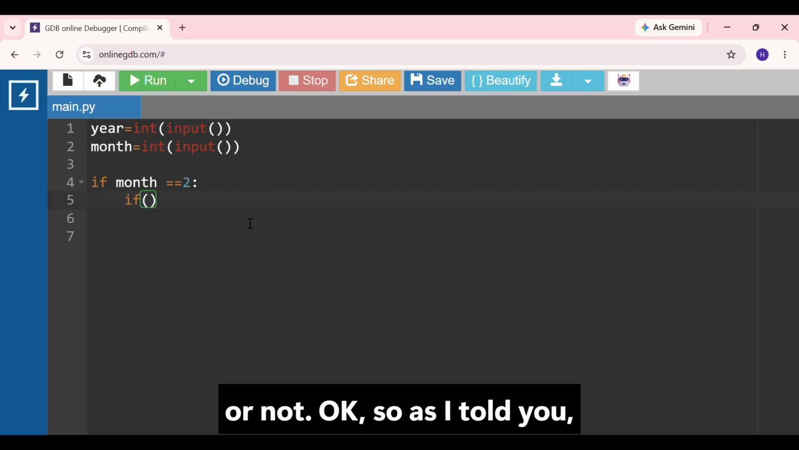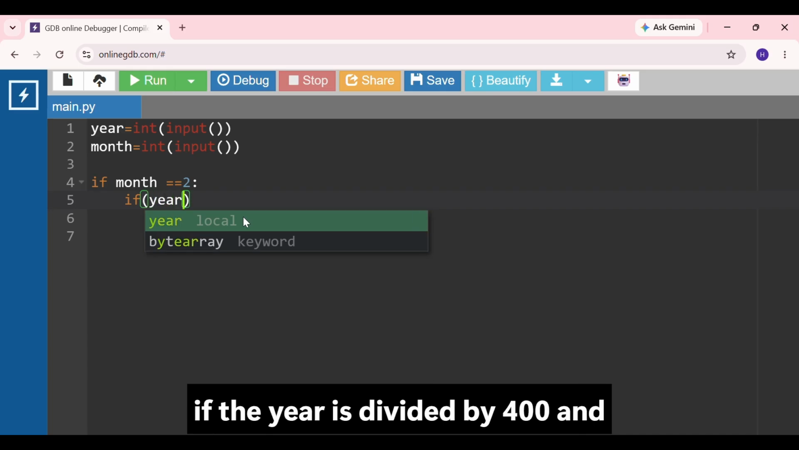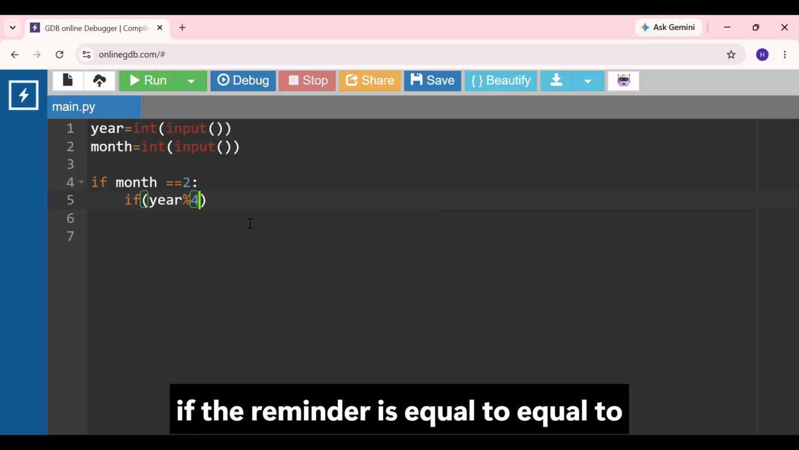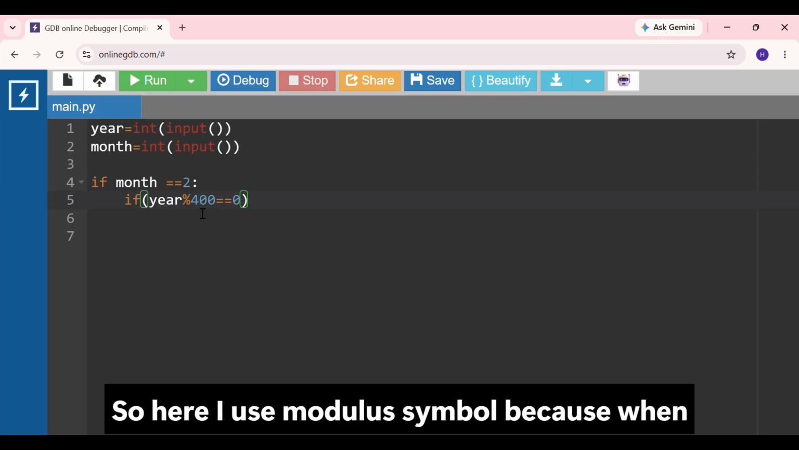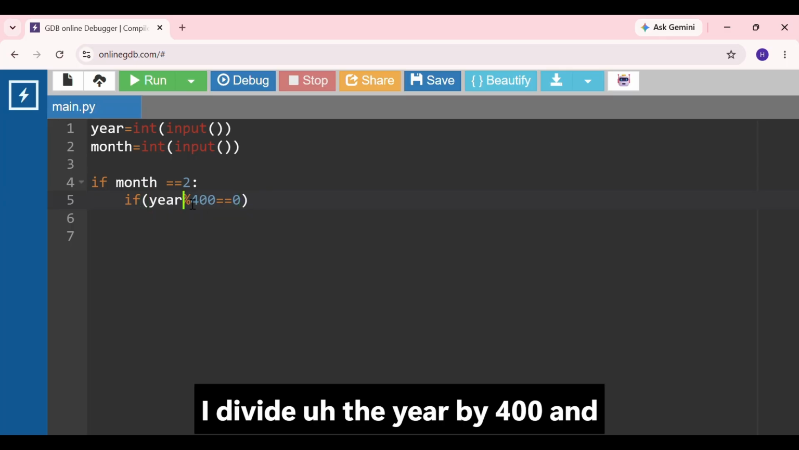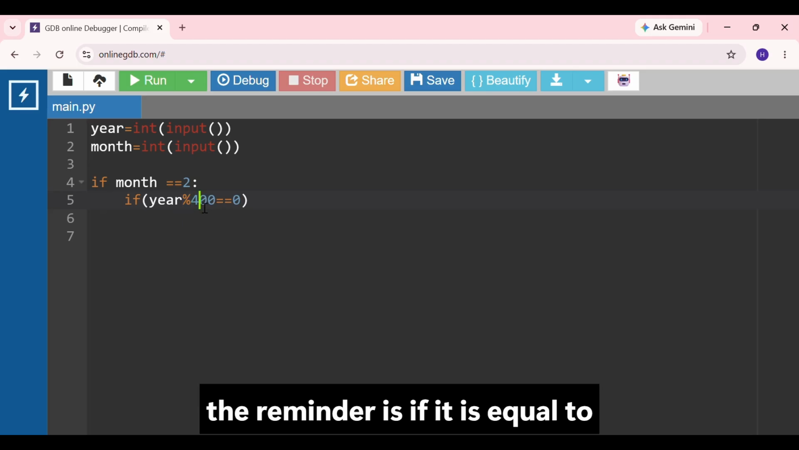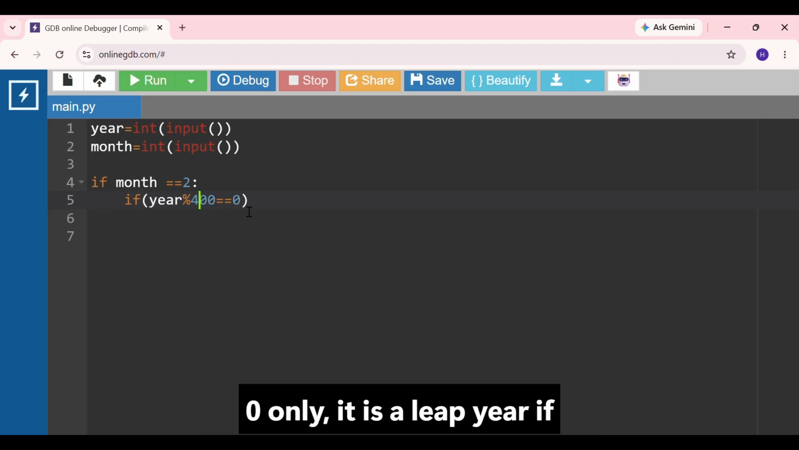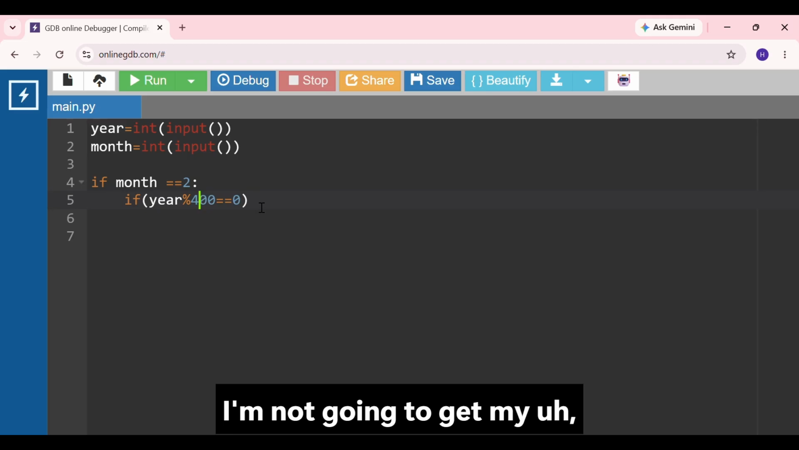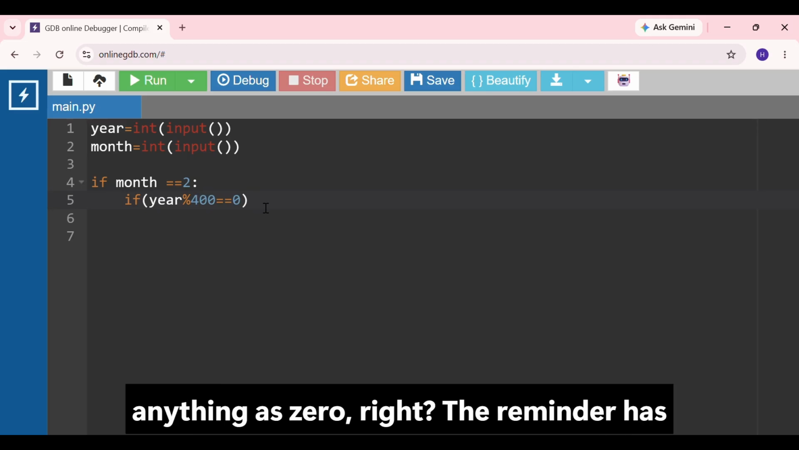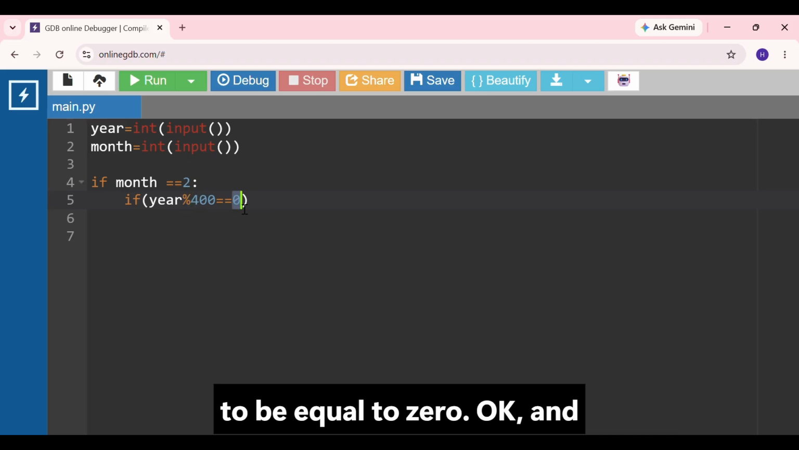Okay, so as I told you, if the year is divided by 400 and the remainder is equal to 0, then it is a leap year, correct? So here I use the modulus symbol, because when I divide the year by 400 and the remainder is equal to 0 only, it is a leap year. If I just divide the number by 400, I'm not going to get 0, right? The remainder has to be equal to 0, okay?